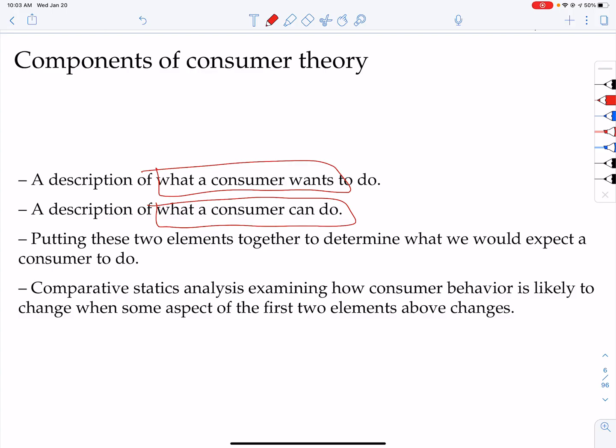Then we use comparative statics to analyze how the individual's behavior changes when an outside environment changes, and one of the major objectives of our course is deriving a demand curve, right? So what's the demand curve?